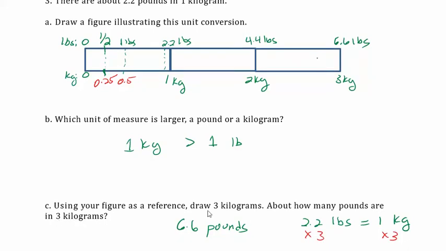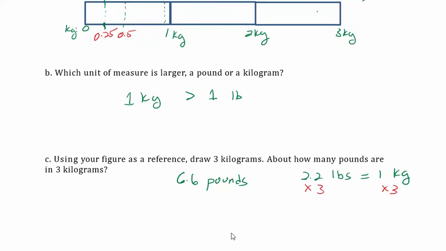Use your figure as a reference and draw 3 kilograms. So I took my kilogram rectangle and I wrote it out a couple more times, copy paste. 1 kilogram, 2 kilograms, 3 kilograms. About how many pounds are in 3 kilograms? Well, I'm just going to take 2.2, add 2.2 more, add 2.2 more, and I get 6.6. Now, another way to do that would be I could take my conversion factor and multiply both sides by 3, and I get the same result, 6.6 pounds.